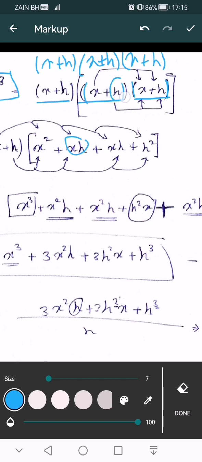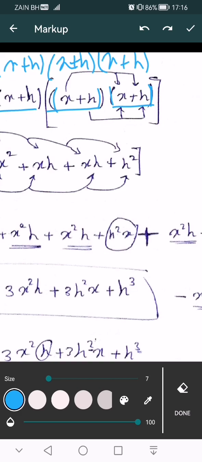Second by first is hx, again x. Then second by second, h by h is h square. So I find this one all.